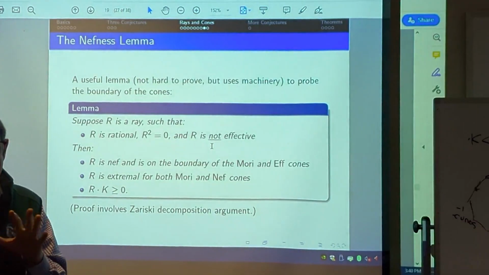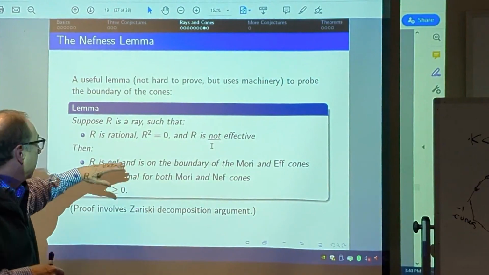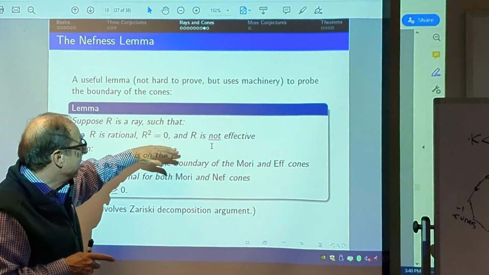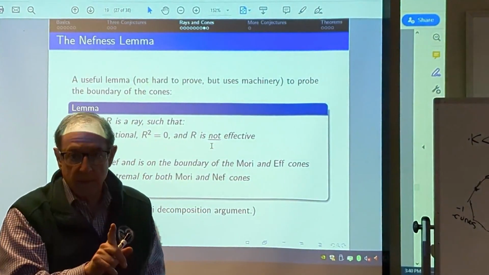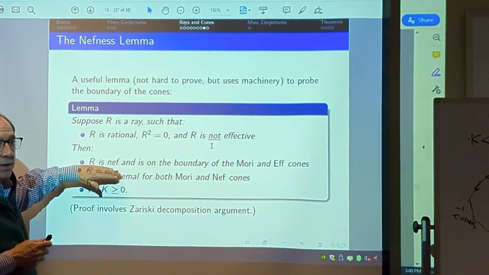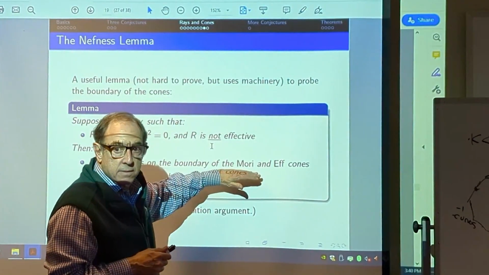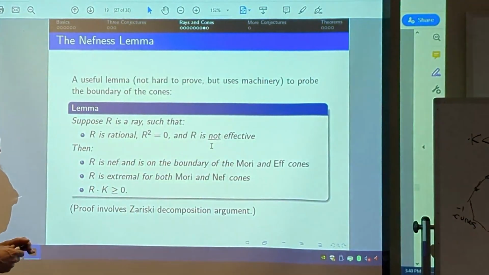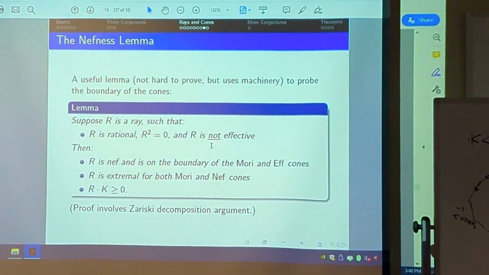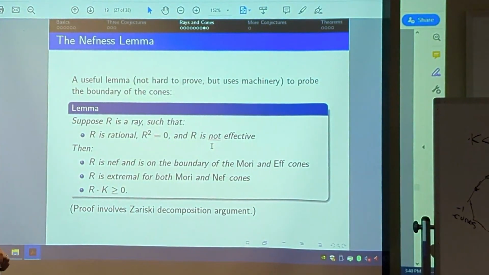To probe the boundaries of these cones, okay? Suppose you have a ray. It's a rational ray, square 0, and it's not effective, so there's no curve, okay? Then, it's Nef. It meets all the curves non-negatively, and it's on the boundary of the effective cone, and therefore also the Mori cone. And it's extremal. Okay, you can't write it as the sum of two other ones. And it meets the canonical non-negatively.